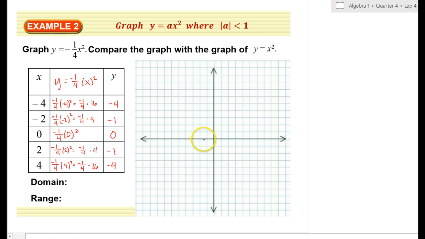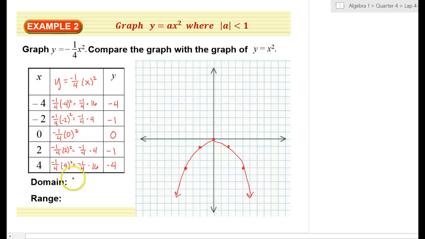Negative 4, negative 4; negative 2, negative 1; 0, 0; and then my reflected points. So here's the graph that you get.